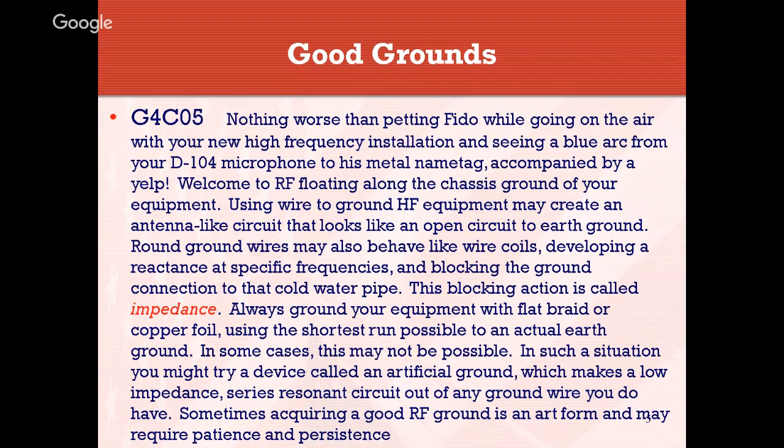But you always want to ground your equipment with a flat braid or copper foil using the shortest run possible to an actual earth ground. That means driving a ground rod, an 8-foot ground rod, into the ground outside your ham shack and running that copper flat braided wire out the window or through the wall or whichever way you possibly can do that, and attaching it to that ground rod. That is your earth ground.